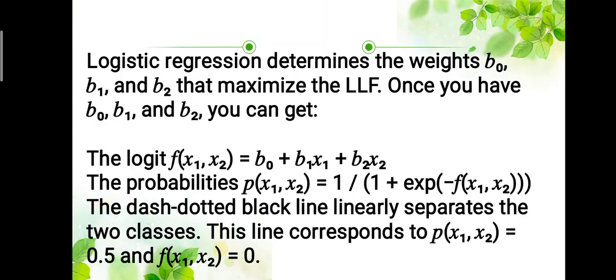The dash-dotted black line then linearly separates the two classes. This line corresponds to p(x1, x2) = 0.5, which is equivalent to f(x1, x2) = 0.